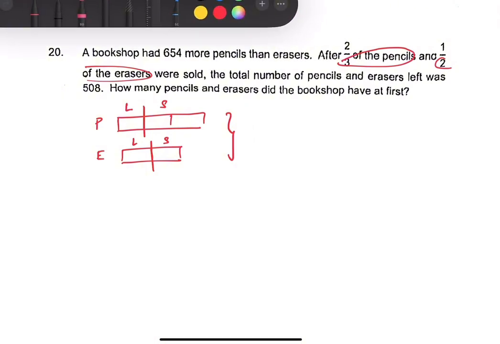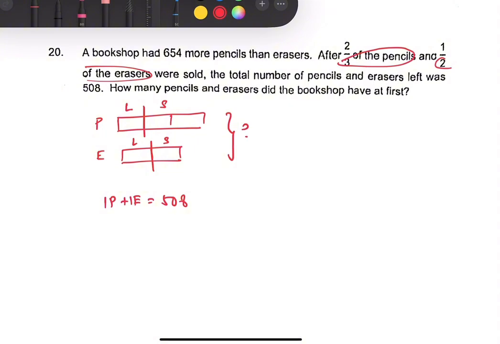We don't know the total yet, but they also tell me that the total number of pencil and eraser left, so 1 pencil plus 1 eraser left, is 508. Let's not make it so confusing first. So how many pencils and erasers did the bookshop have at first? They want the total. So this is actually the total they're asking for.